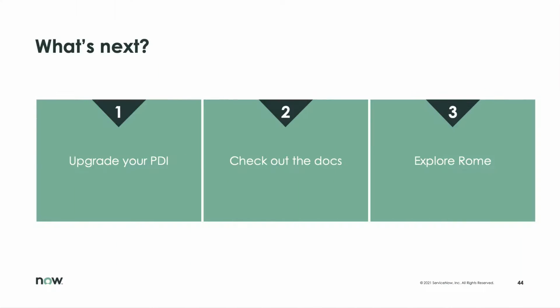So let us go wrap it up. As you've seen here, there's a lot of great stuff in Rome. So what's next for you? Well, first, get your hands on an instance with Rome. The easiest way to do this is to upgrade your existing PDI or personal developer instance. If you don't have one, you can get one in minutes by going to developer.servicenow.com.